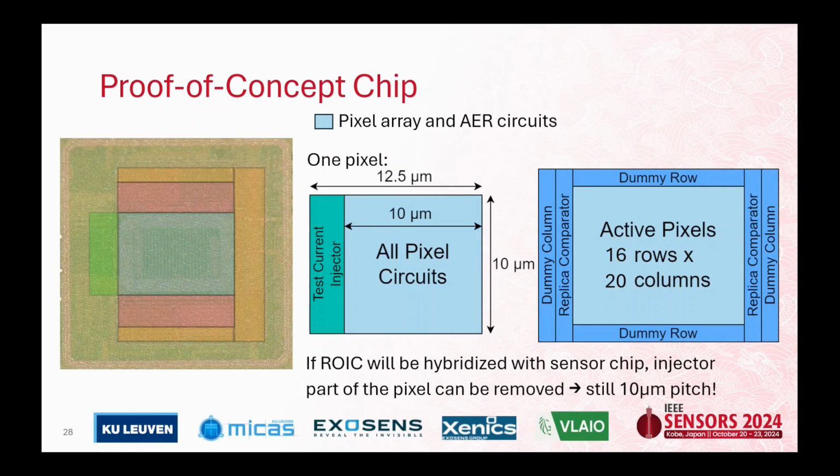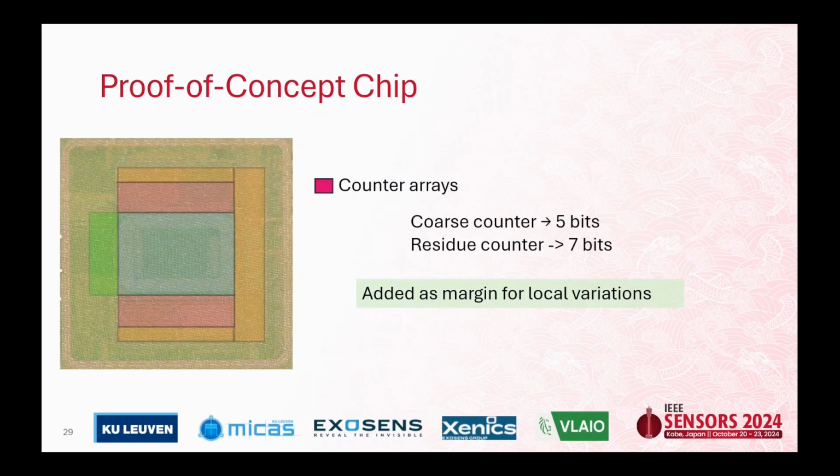As I mentioned earlier, we're targeting a 10 micrometer pixel pitch, but for this proof of concept chip we have an additional 2.5 in the width to add 4 test current injectors. Eventually, when we hybridize an actual InGaAs sensor here, we're just going to remove that 2.5 micrometers to have a pixel pitch of 10 micrometers. Aside from that, for the counter arrays, in the earlier sample system I had 4 bits for the cores and 6 bits for the residue. We added one additional bit for each because now we have some freedom in terms of the area of the digital, as margin for the local variations.